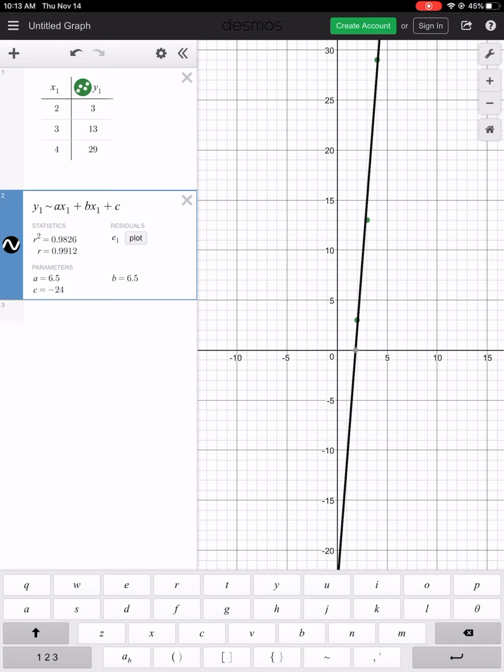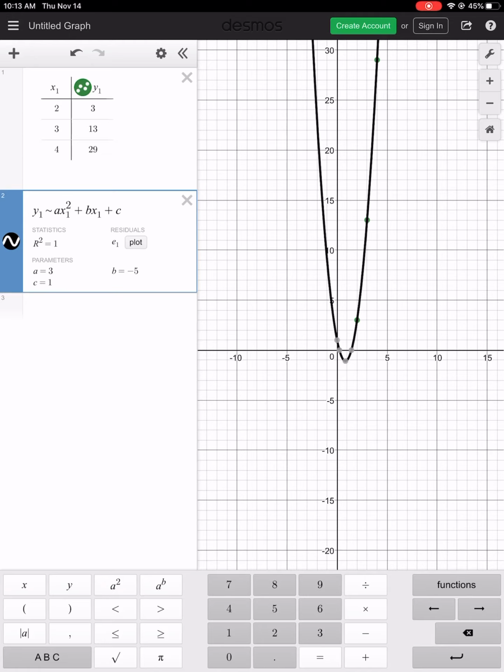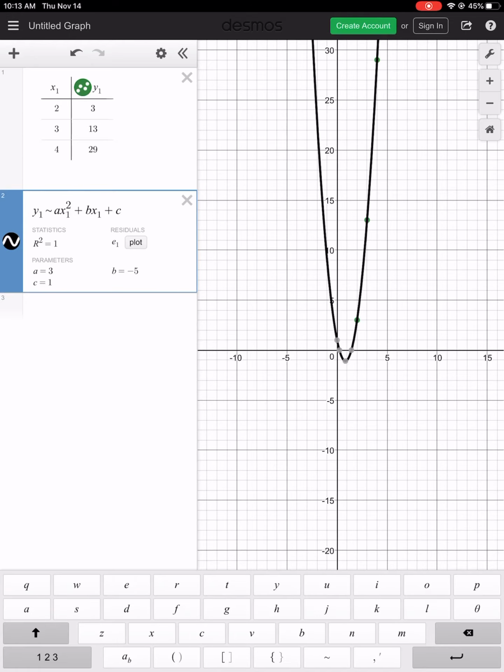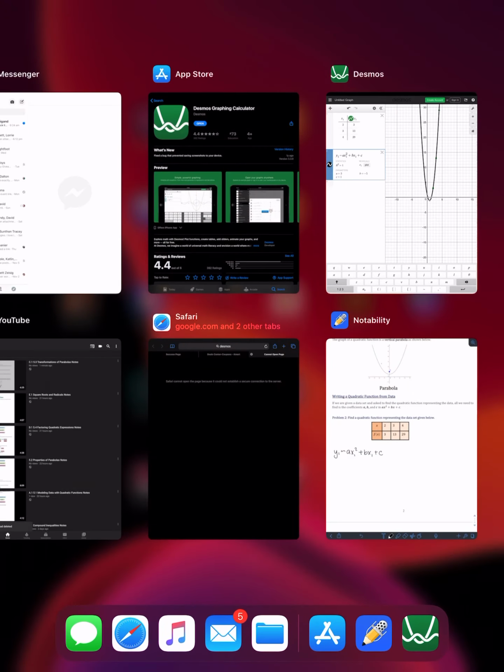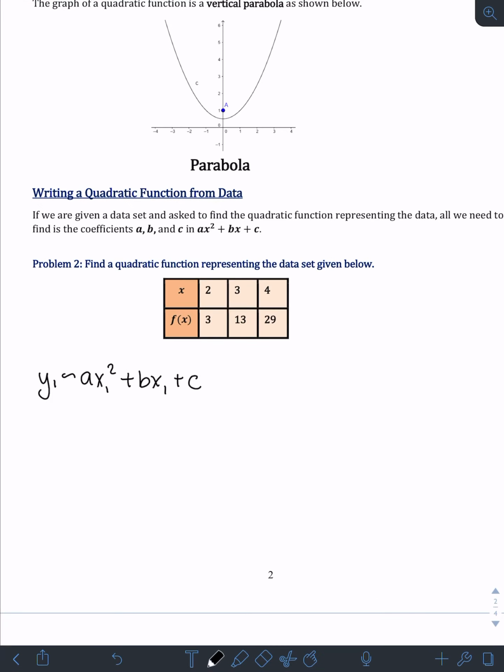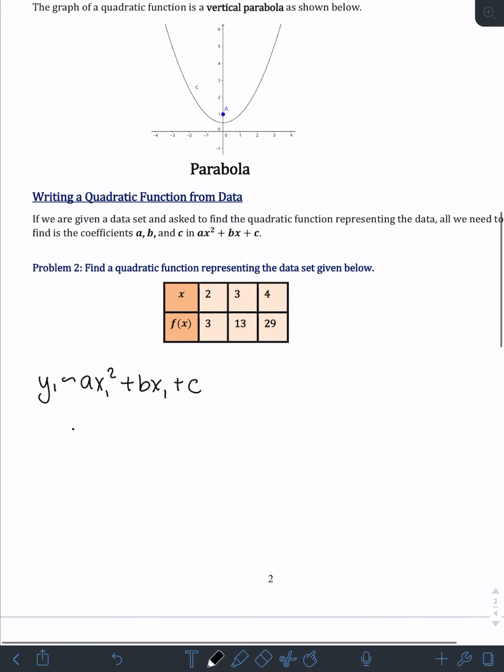Oh, because this is a line, so I gotta make this squared. I forgot that part. Squared. There we go. There's my parabola. I was like, that doesn't seem right. So A is 3, B is negative 5, and C is 1. So now I'm gonna go back to my notes over here. So A is 3, B is negative 5, and C is 1.